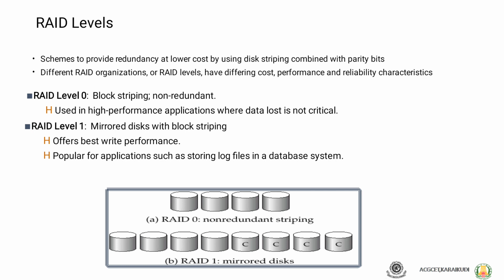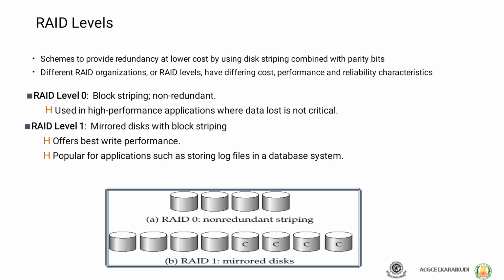Next, we move on to RAID levels. Now, let us see what is RAID. Already I said that RAID is a redundant array of independent disks. It is a setup consisting of multiple disks for data storage. They are linked together to prevent data loss, and it will speed up the performance. There are different levels in RAID.